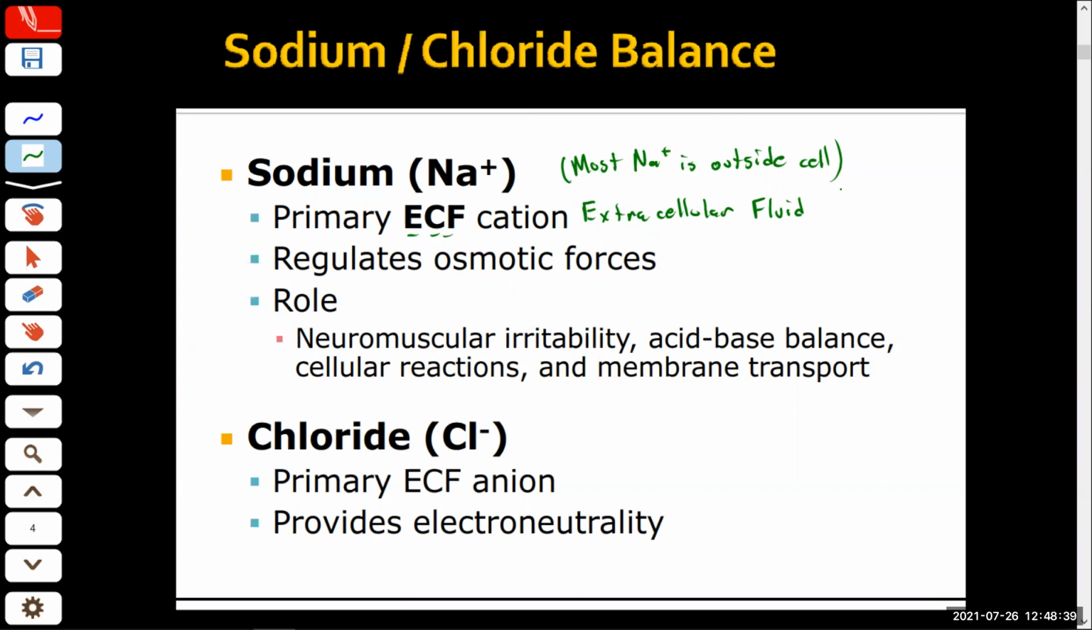What you need to know about chloride is that chloride follows sodium. What I mean by this, wherever there's sodium, there's chloride. So if a patient has a lot of sodium in their urine, what else do they probably have? If a patient has low sodium, what else are they probably low in? Whatever's going on with sodium, the same thing's happening with chloride.